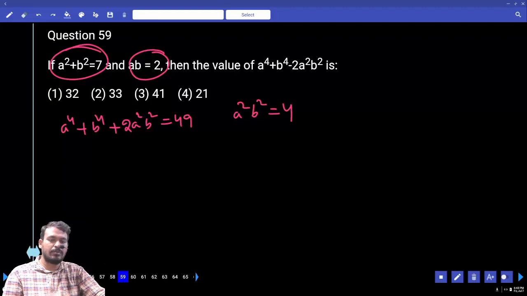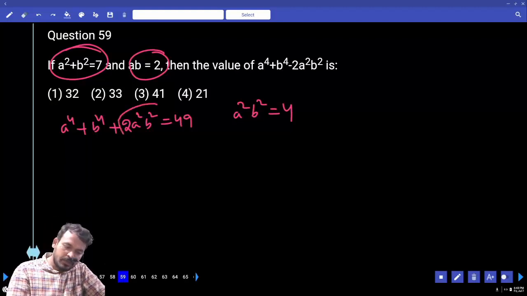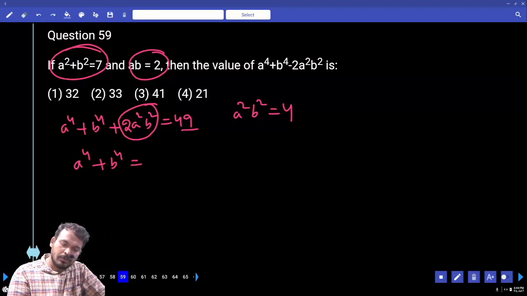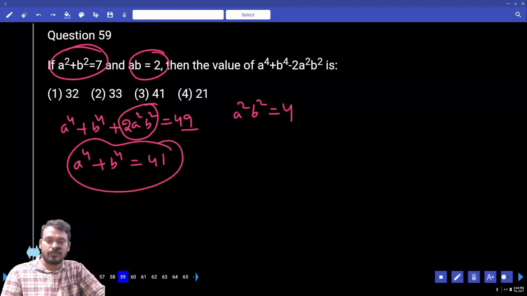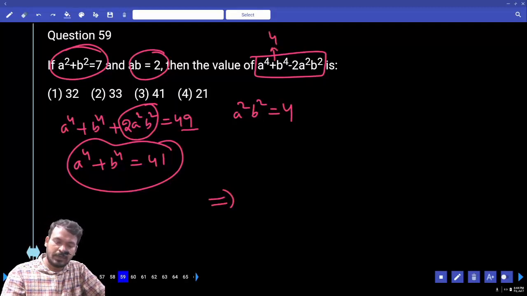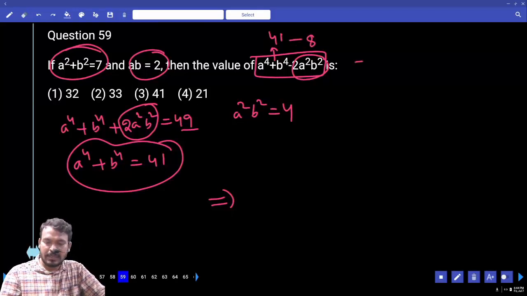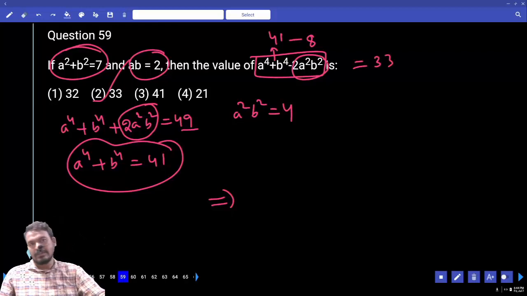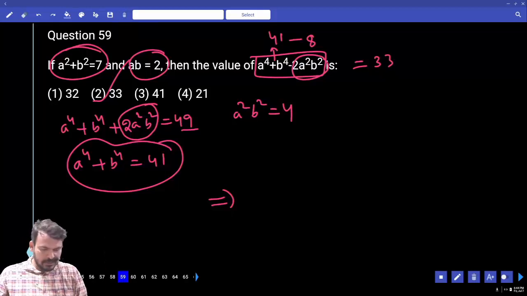Squaring on both sides, A square B square equals how much? 4. What is the 2A square B square value? 8. 49 minus 8, 41. Means A power 4 plus B power 4 equals how much? 41. But which one do we require? A power 4 plus B power 4 minus 2A square B square. A power 4 plus B power 4 is 41. 2A square B square is 8. 41 minus 8, 33. Are we subtracting 2 times or only 1 time? 2 times. If we subtract only 1 time, we get 41. One more time. Next, 60.